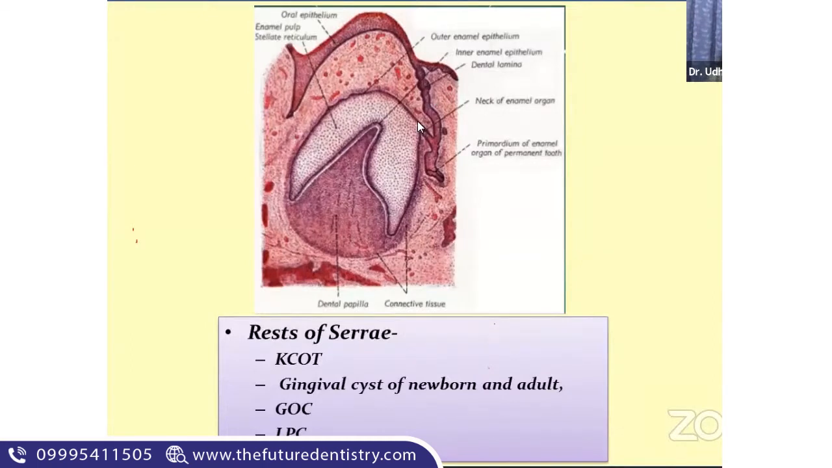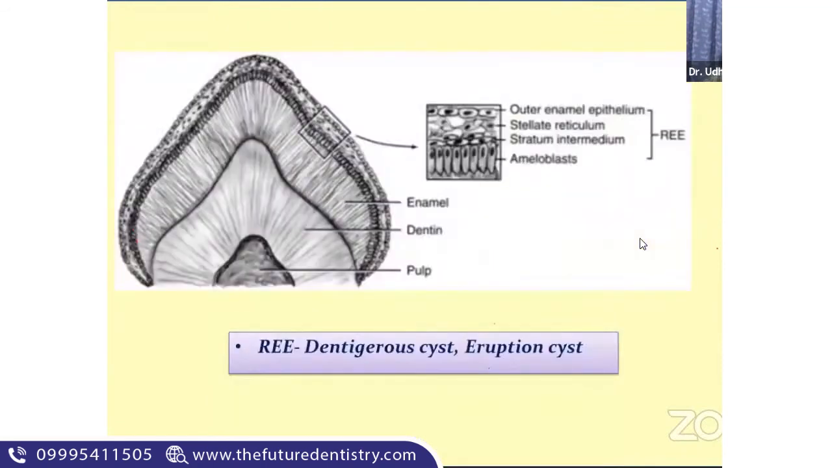These rests of dental lamina are called the cell rests of Serres. Got this concept? You have to only understand at this point in time how the rests of Serres came into being, right? And then you have KCOT, gingival cyst of newborn, glandular odontogenic cyst, and the lateral periodontal cyst.